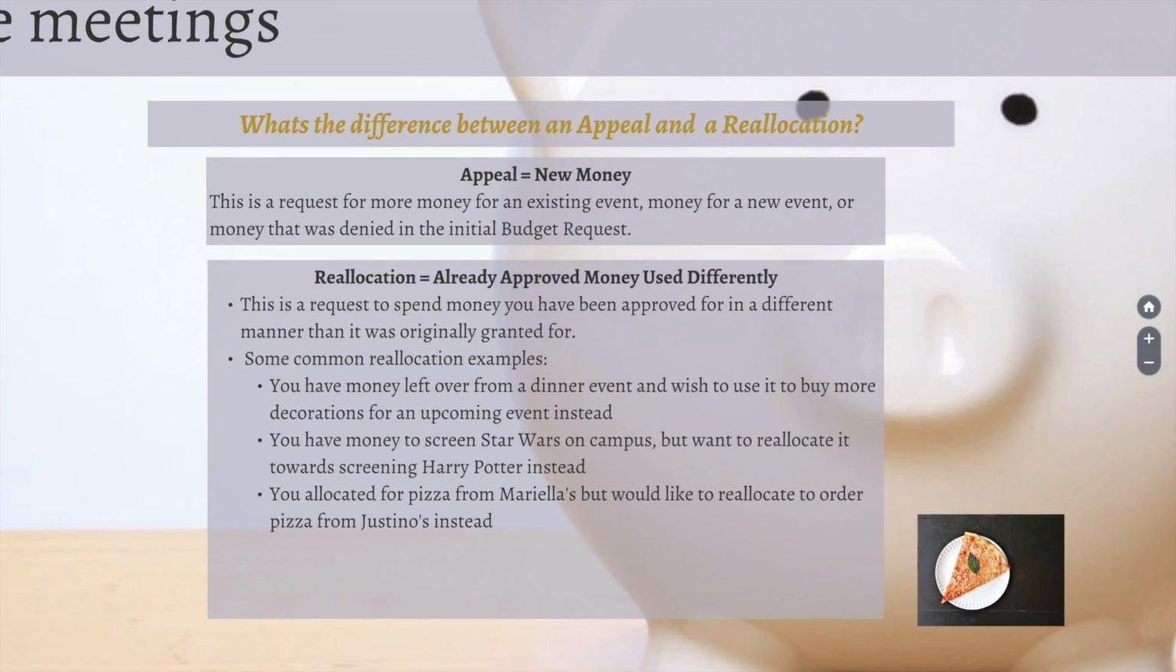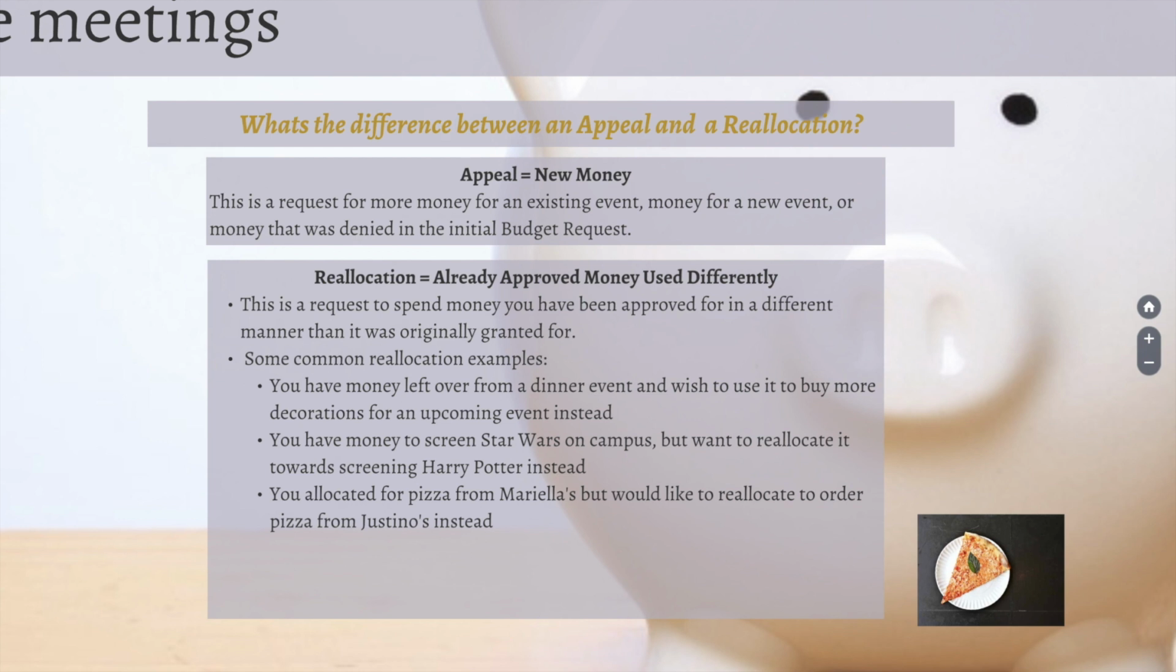These are additional funding requests for the current semester heard at the bi-weekly SABC meetings. The difference between an appeal and a reallocation. Appeal is for new money. This is a request for more money for an existing event, money for a new event, or money that was denied in the initial budget request and you'd like to appeal for again. Reallocation is already approved money used differently. This is a request to spend money you have been approved for in a different manner than it was originally granted for.